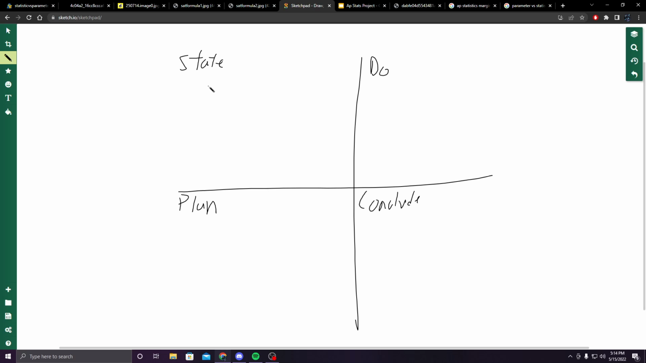So for the state step, you need the population. I want to just say pop. Sorry if my handwriting's bad. I'm trying to do this with a mouse right now. The parameter, the null hypothesis, the alternative hypothesis, and alpha.